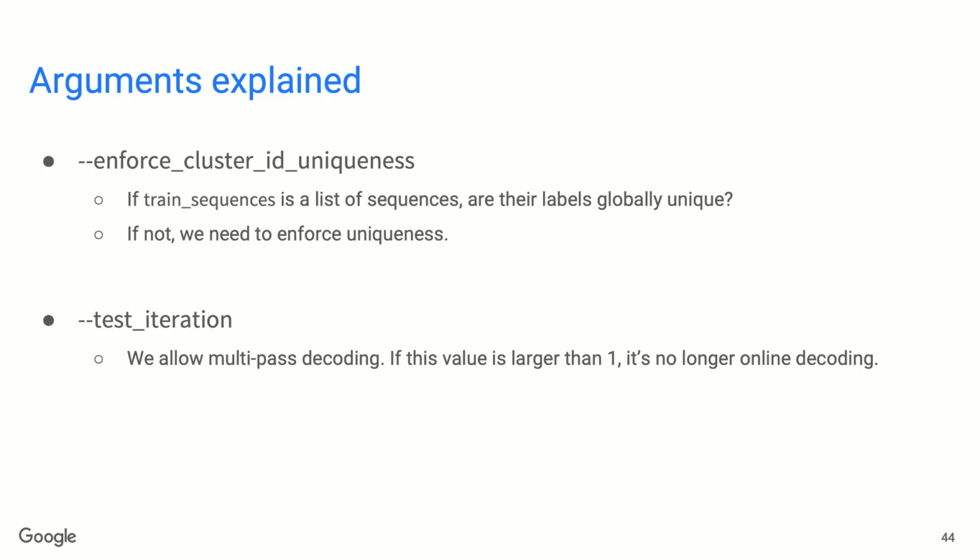Another argument is called test iteration. This is the number of passes for decoding. For example, if it's 2, then we concatenate the test sequence 2 times and decode. Then take the decoding result of the last one after concatenation. So the decoding is only online if this value is 1.